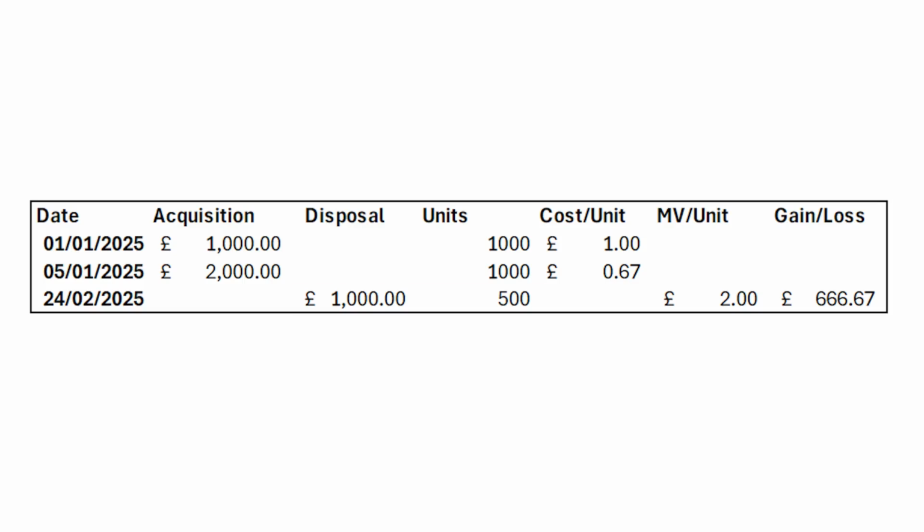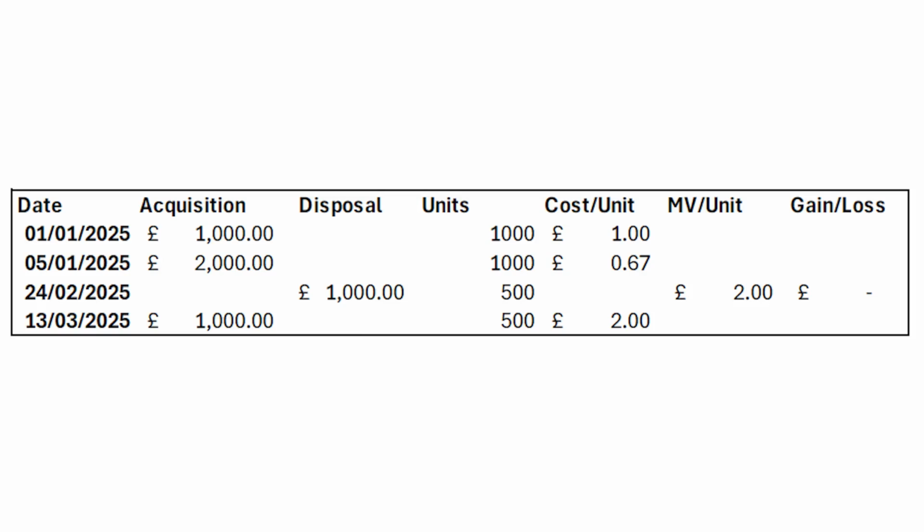You sold 500 units for £1,000 to have a gain of £666.67. If within 30 days, so say on the 13th of March 2025, you were to actually buy back 500 units and they happen to cost £2, because it's within 30 days, you would actually aggregate the two together, and the 500 units you bought back covers the initial 500 you sold. You'd put those two together, so your cost per unit is £2, proceeds per unit is also £2.